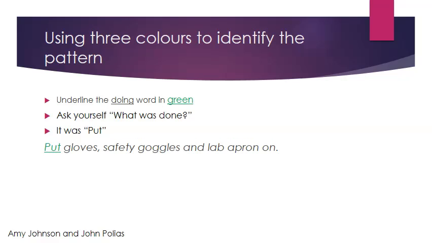So using the three coloured pattern, we first of all want to underline the doing word in the sentence, and we want to underline it in green. So ask yourself, what was done? Well, in this sentence, it was put. Put is our doing word.